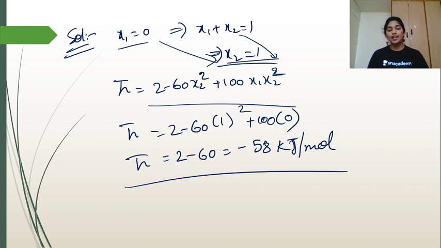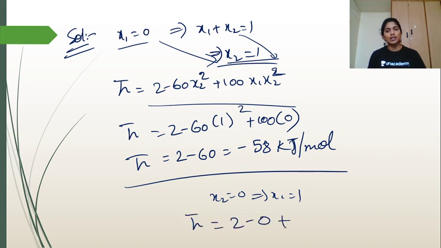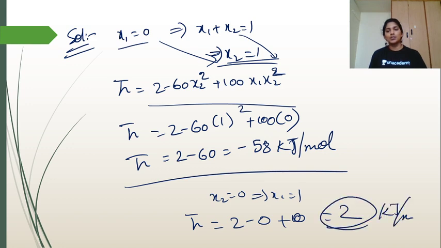If they say that there is an infinite dilution of species 2, then x2 should be 0 and x1 should be 1. So at that time, what will h bar be? H bar is equal to 2 minus 0 plus 0, which gives 2. So h bar is equal to 2 kilojoules per mole. This is for x1 equal to 0, and that is for x2 equal to 0.